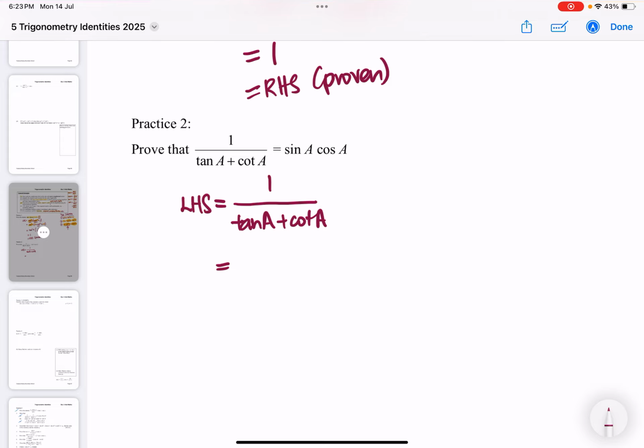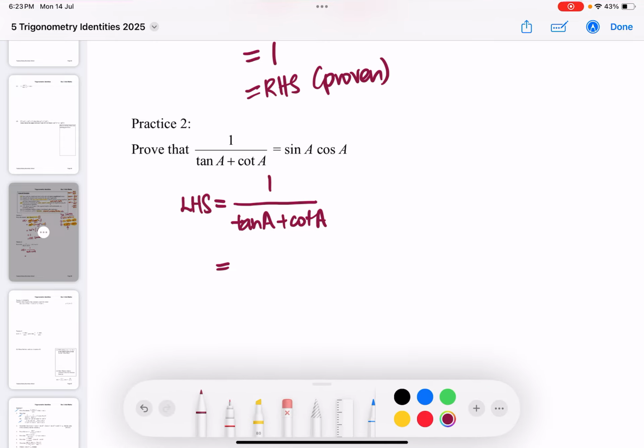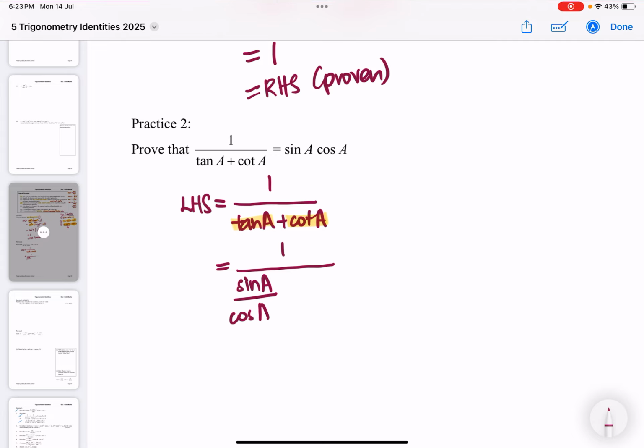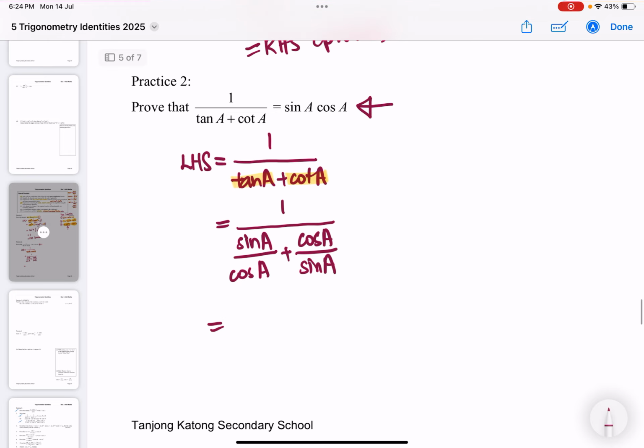And remember, I'm keeping in mind that this somehow should become sine A cosine A. So if that's the case, then I don't want to see expressions like tangent and cotangent in my answer. So I should replace this to become expressions in terms of sine and cosine. So I'm going to change tangent to sine over cosine, cotangent to cosine over sine. Okay, then you will notice that I end up with something that looks like a complicated fraction. Although the final answer, there is no fraction. My right hand side has no fraction. So what I want to do is to simplify this.